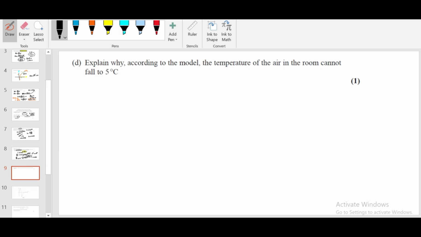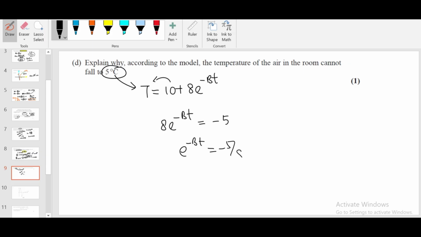Part D. Explain why, according to the model, the temperature of the air in the room cannot fall to 5 degrees. Okay. The equation was capital T is equal to 10 plus 8 e to the power minus bt. We'll use the value of b here. Now, if you replace T by 5 here, bring the 10 here, we'll get 8 e power minus bt is equal to 5 minus 10. So e power minus bt is equal to minus 5 over 8. In order to solve this, if you remove e, this becomes ln of a negative number. Ln cannot be negative, right?